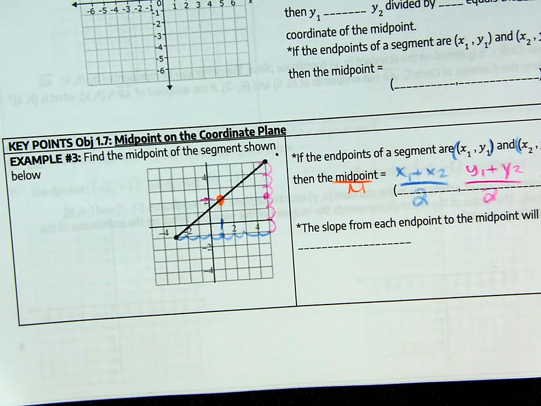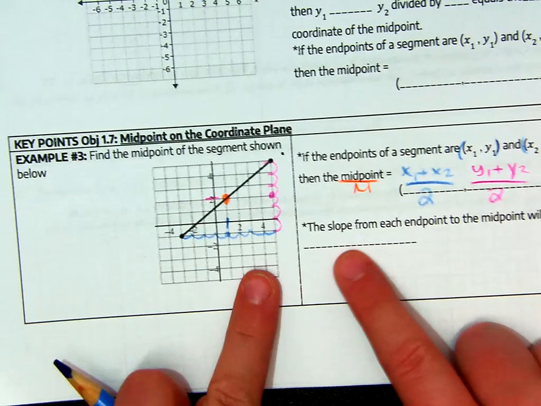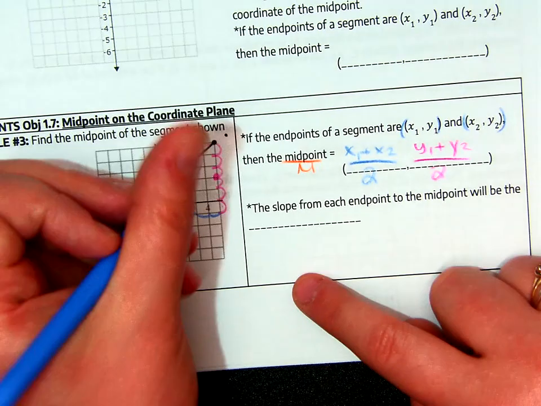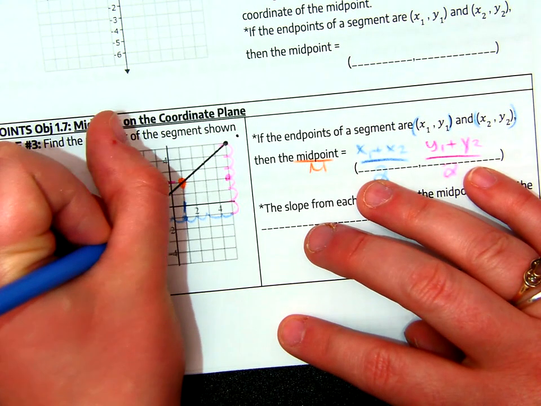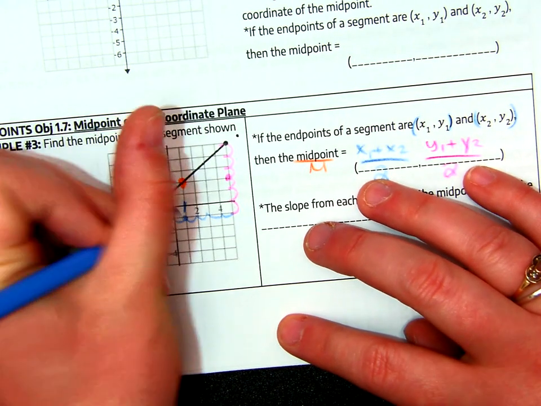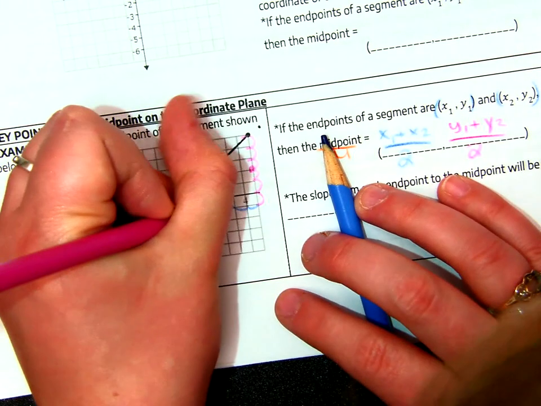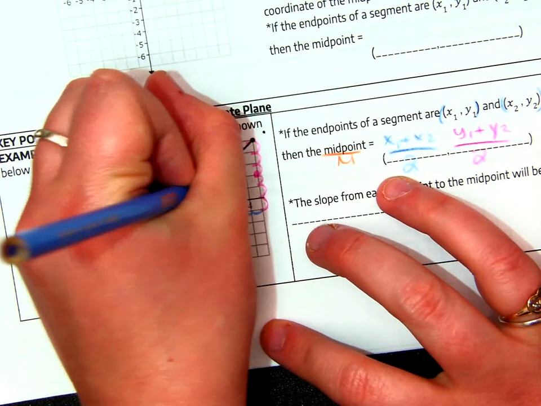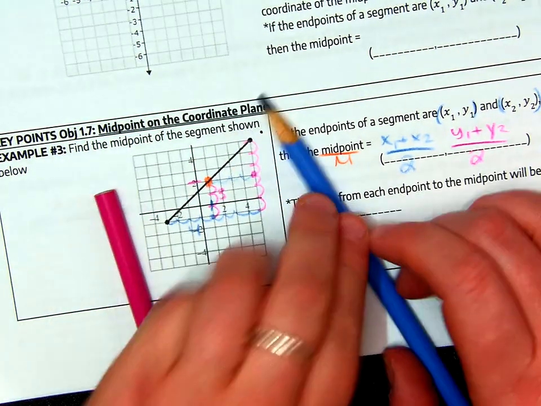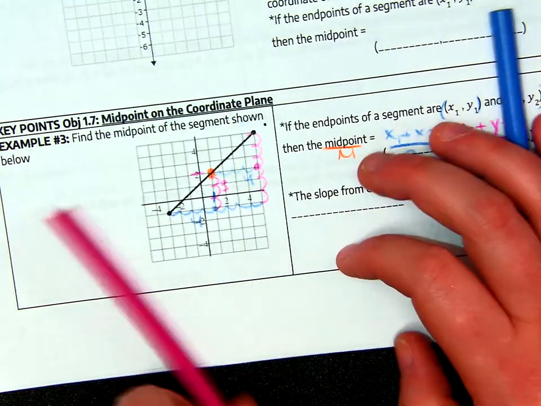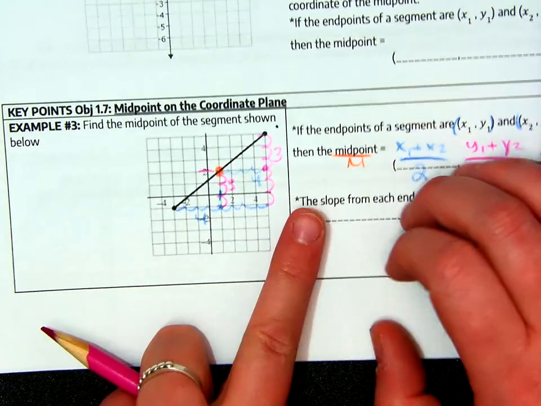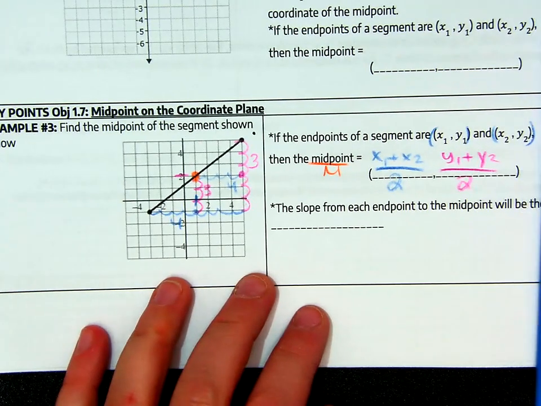Okay? So what you might notice here is the slope. The slope from each endpoint to the midpoint will be the same. So basically if I count 1, 2, 3, 4 to the right, and then I count 1, 2, 3 up, right? Again, it's another 1, 2, 3, 4 to the right, and then 3 up. So I basically divided that original slope in half, okay?